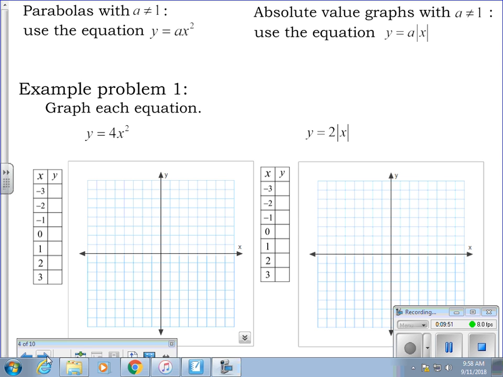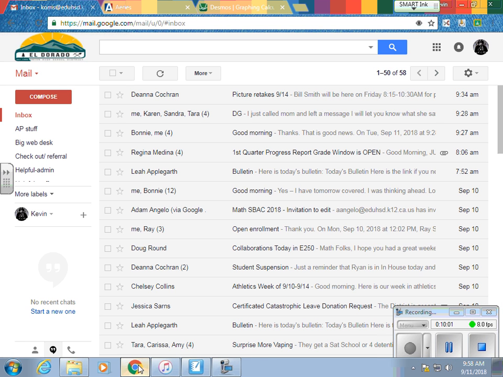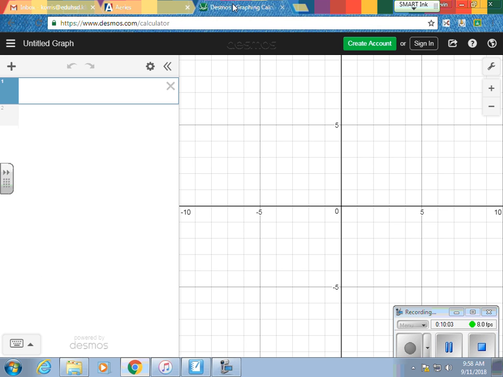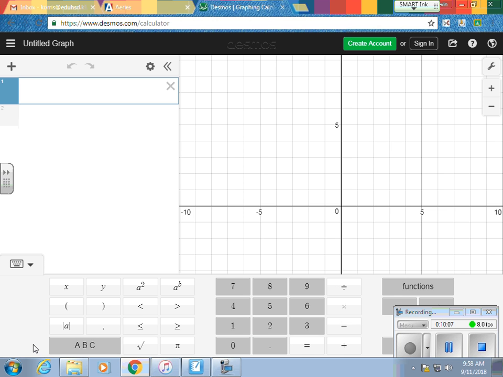Okay. So the first example, problem 1, graph each equation. Graph 4x squared and graph the absolute value 2x. So here's what you're going to do. Go to Desmos. And I'm going to do the first one. Now, this is nice because it makes it easy. You can pull this keypad up here yourself.